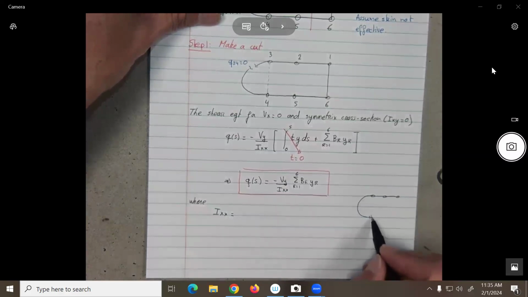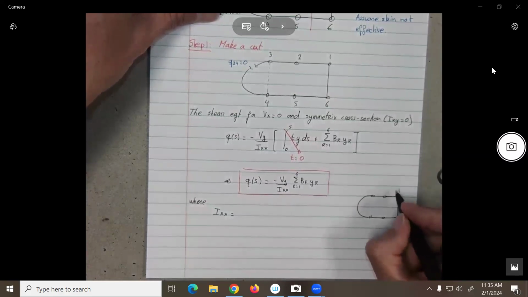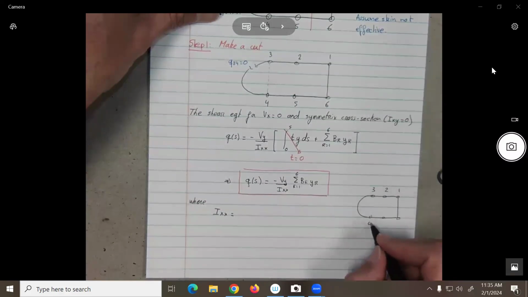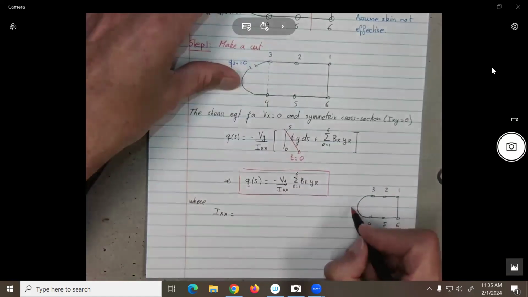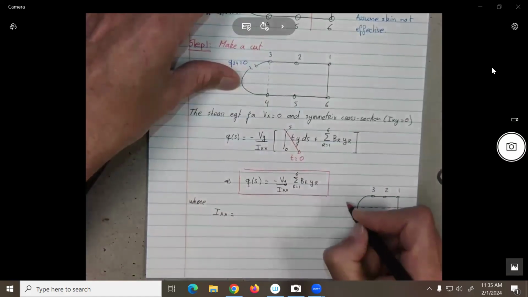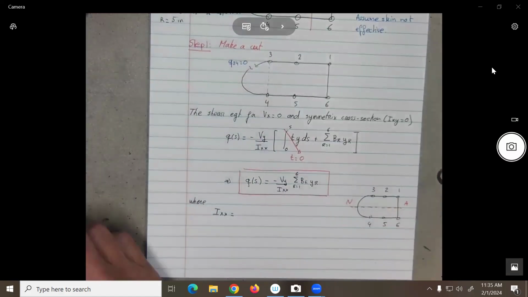What is Ixx? It is the area moment of inertia. What does that mean physically? I'm going to ask you all this stuff on the exam then. What is the physical meaning of the moment of inertia? So you said last time, it's the resistance to rotation.